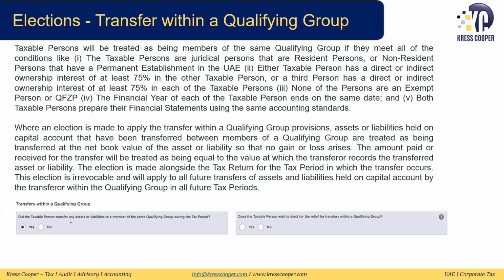This election is also irrevocable, and it will apply to all future transfers of assets and liabilities which are held on capital account within the qualifying group for all future periods. So if you see the question, it will ask you: does the taxable person transfer any assets or liabilities to a member during the tax period? You will have to answer yes or no if such a transaction occurred during this current tax period, and then: do you elect for the relief for transfer within the qualifying group?